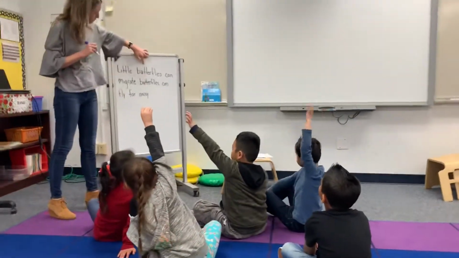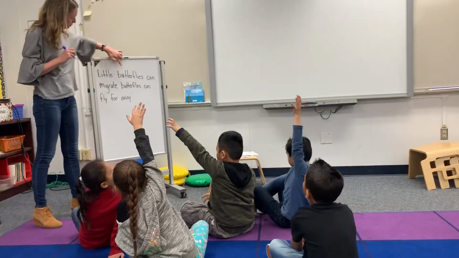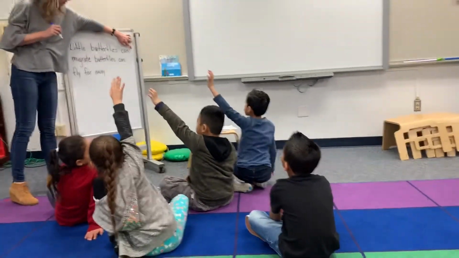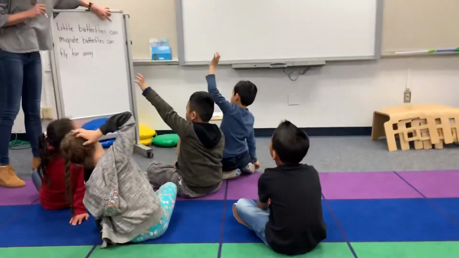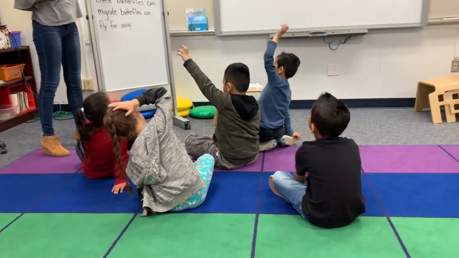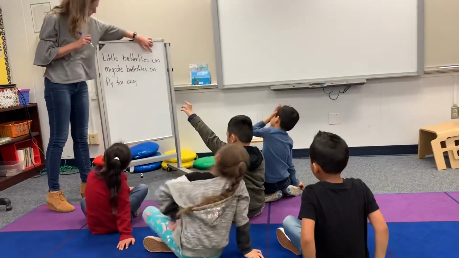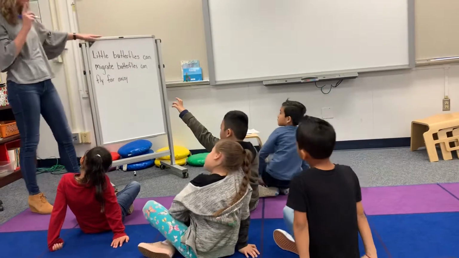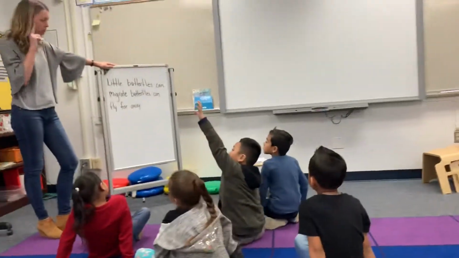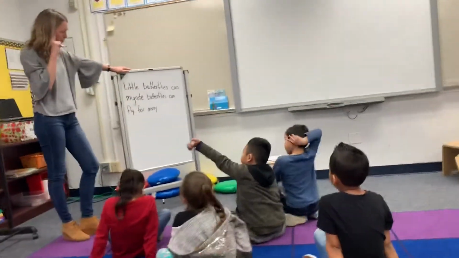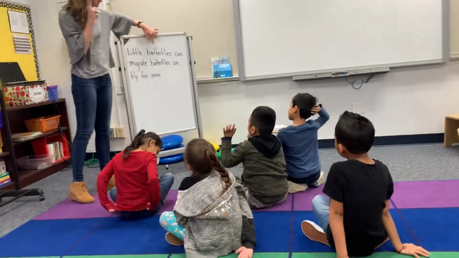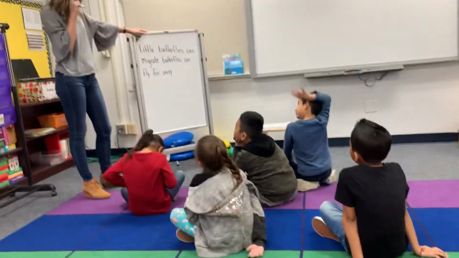Would it be little butterflies, period? Would it be little butterflies can, period? Would it be little butterflies can migrate, period? Would it be little butterflies can migrate butterflies? What makes sense to you? What sounds correct to you when you think about how I read those words? What sounds correct in your head?